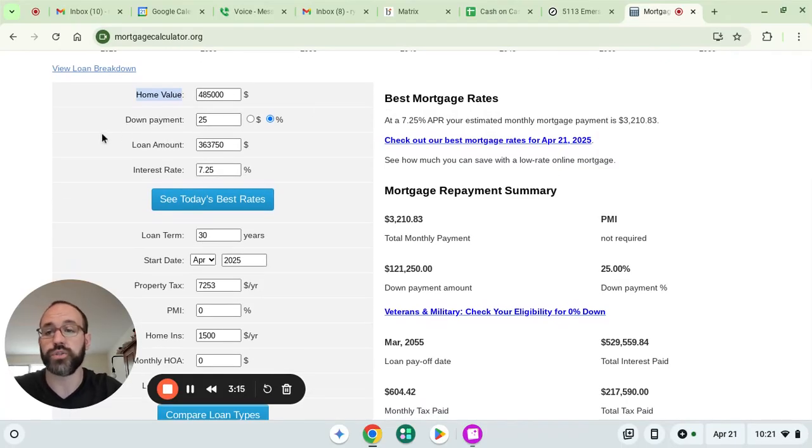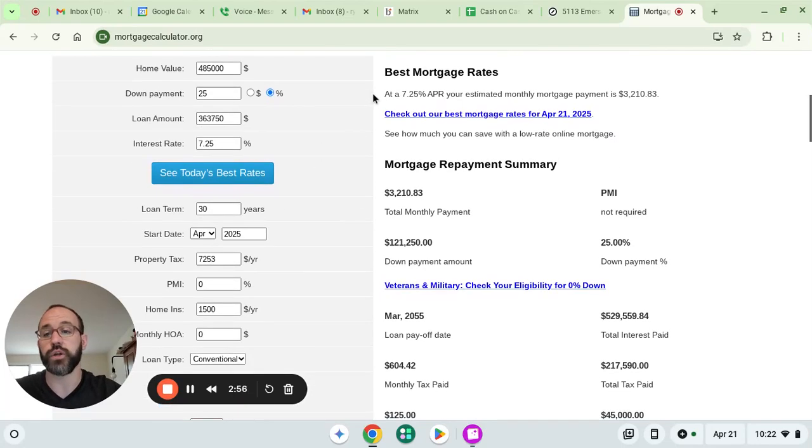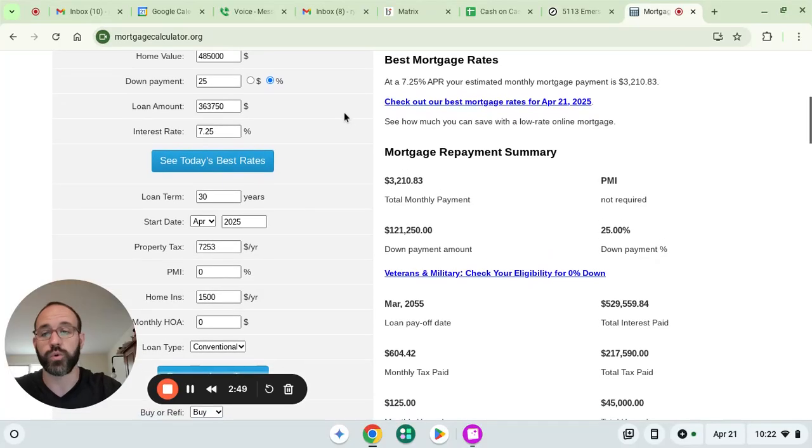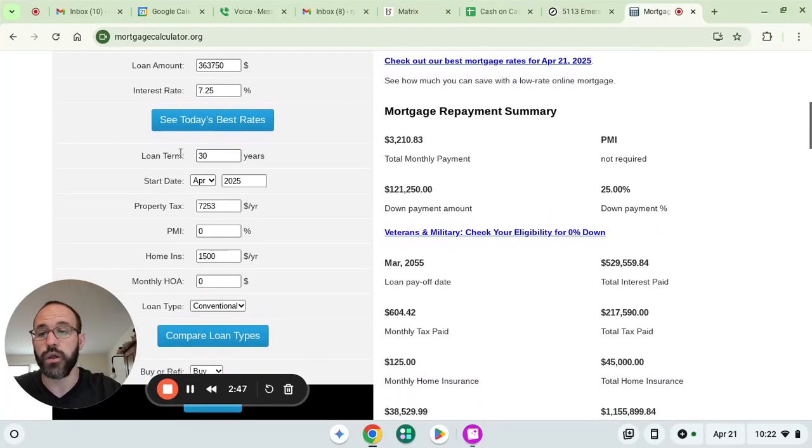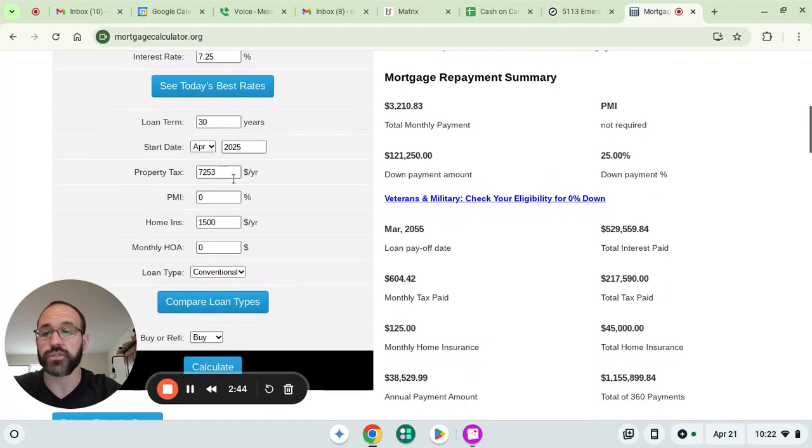Let's say we're going to use a conventional loan, our down payment is going to need to be 20 to 25%, which is what a lender is going to require for a loan to purchase this property as an investment property. That gives us a loan amount of $363,750. For an investor, your interest rates are not going to be as good as they would be if you were an owner occupant. So 7.25% or so is where we're going to be these days. 30-year loan term starting this month.